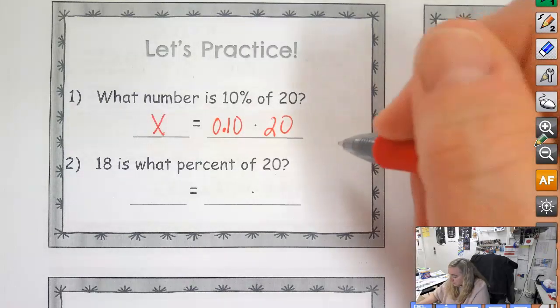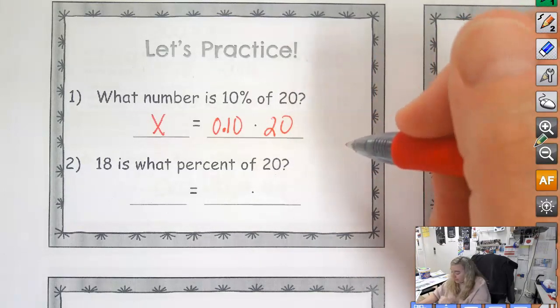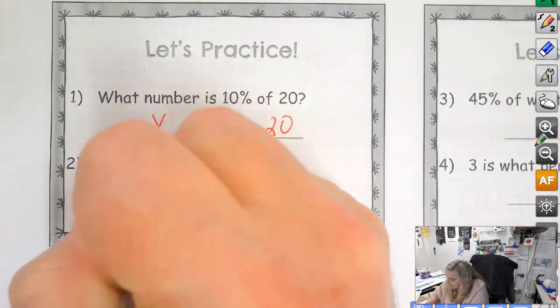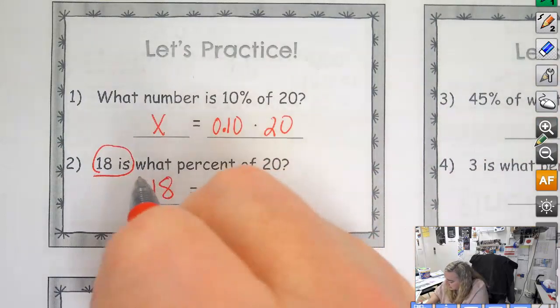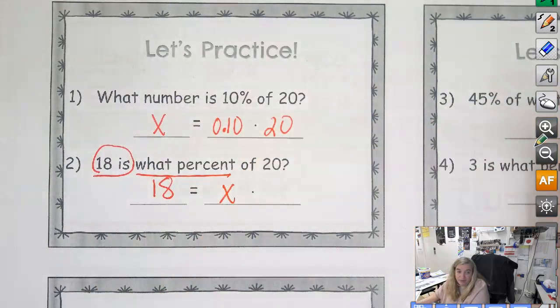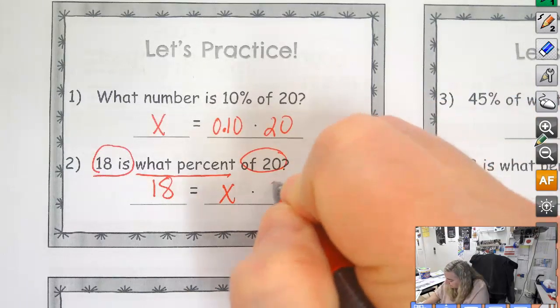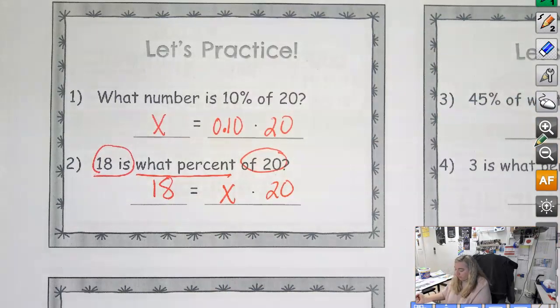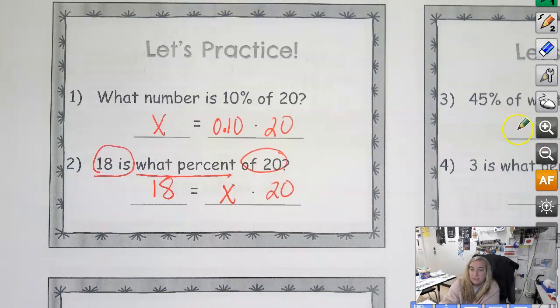Let's take a look at number 2. 18 is what percent of 20? So I have 18 is, I have the part. It's asking what percent. So in place of percent, I'm going to put the unknown x. And then of 20. So I am going to fill in 20 for my whole. All right, go ahead, use your calculators. Try to get answers to questions 1 and 2.